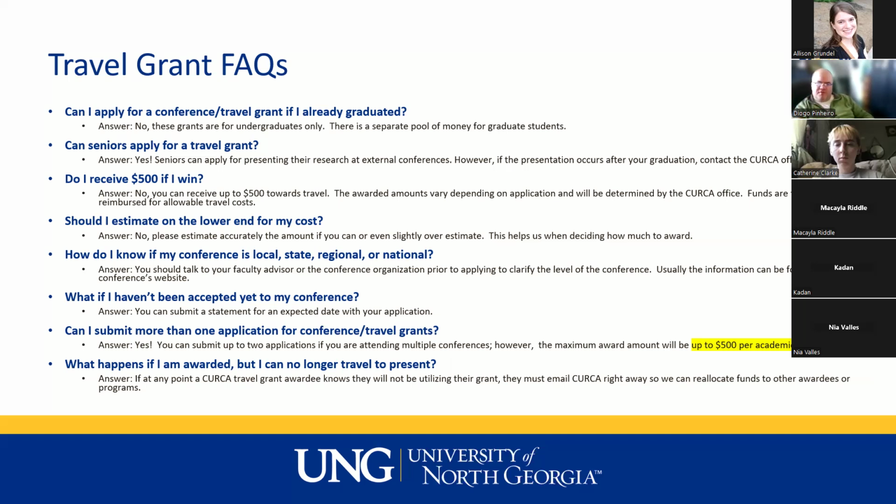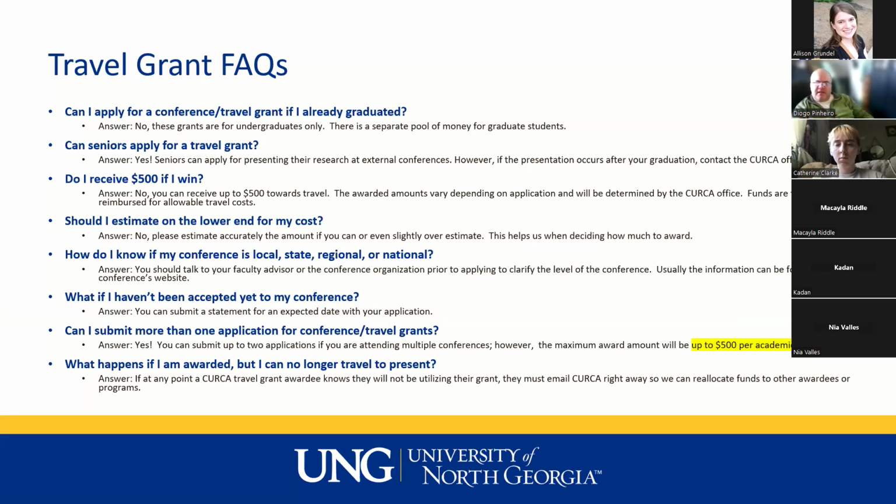How do you know if your conference is local, state, regional, or national? First, you can ask your advisor. They'll have a good sense. But second, it's generally going to be kind of obvious given the scope of the conference, right? If you're going to the National Conference of Undergraduate Research, well, it's a national conference, right? If you're going to go to the Southeastern Psychological Association, Southeast is a region, right? So if you're in doubt, ask your mentor, but it should be fairly straightforward, right?